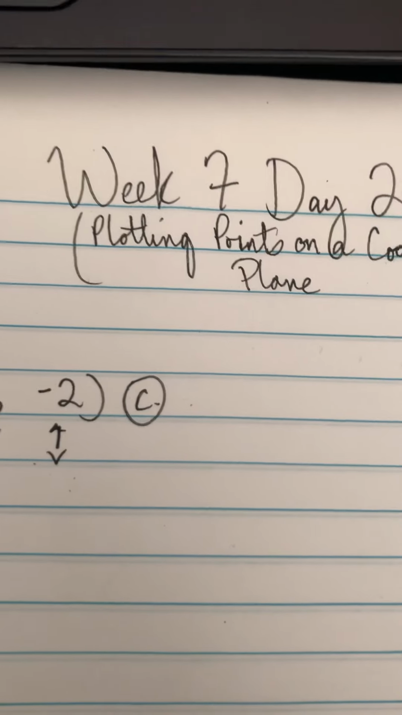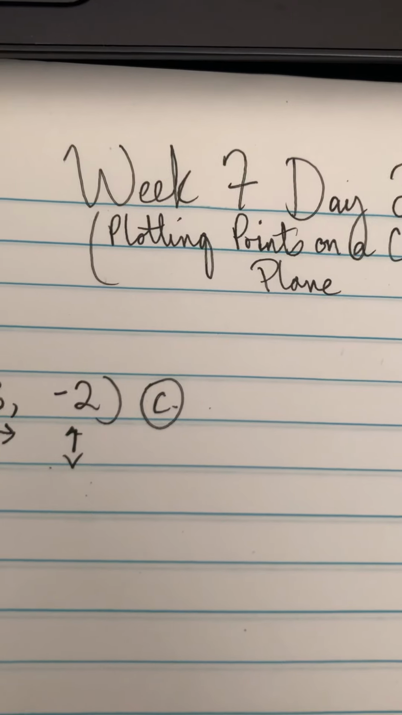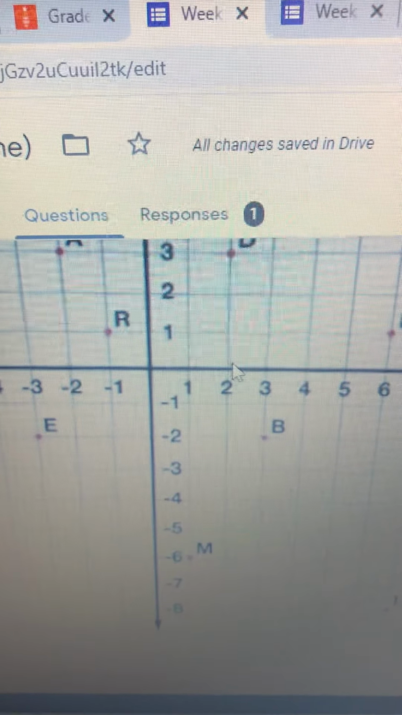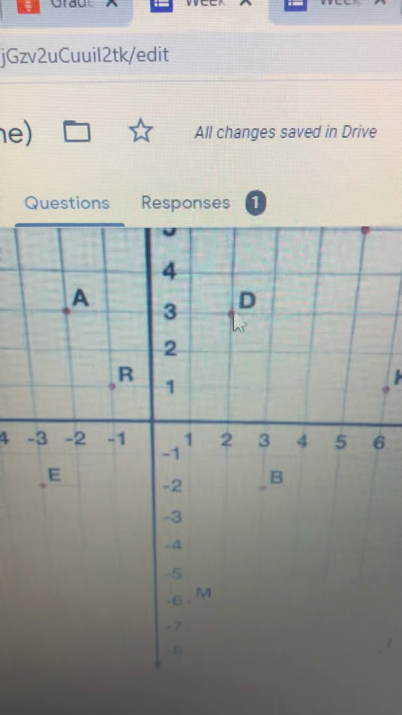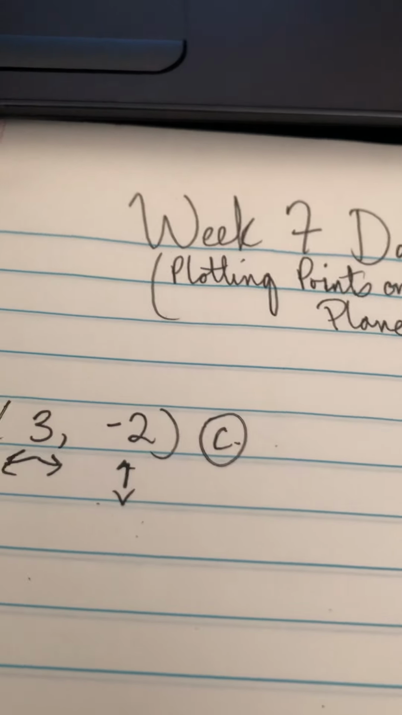All right. Number 2 says which answer is correct for 2 over 2 up 3. So that's going to be over 2 right here. 1, 2, and then up 3. So that answer is D. And whatever answer choice D is for number 2, that is also C. So number 2 was C.